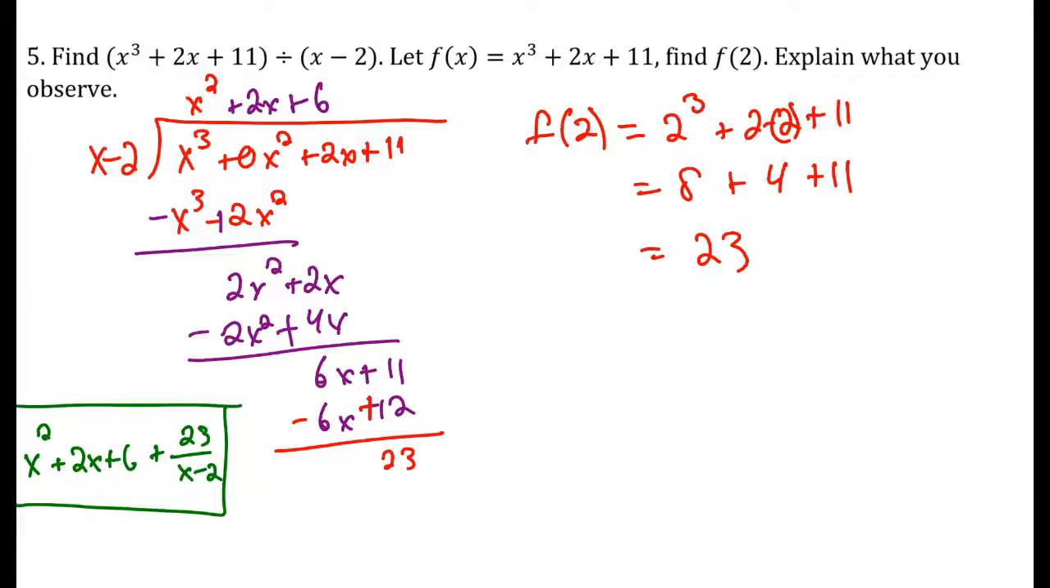Explain what you observe. Well, we had a remainder of 23, and f of 2 was 23. So somehow these two ideas are related. Somehow dividing by x minus 2 and finding f of 2, because those two are the same, somehow have to be related.